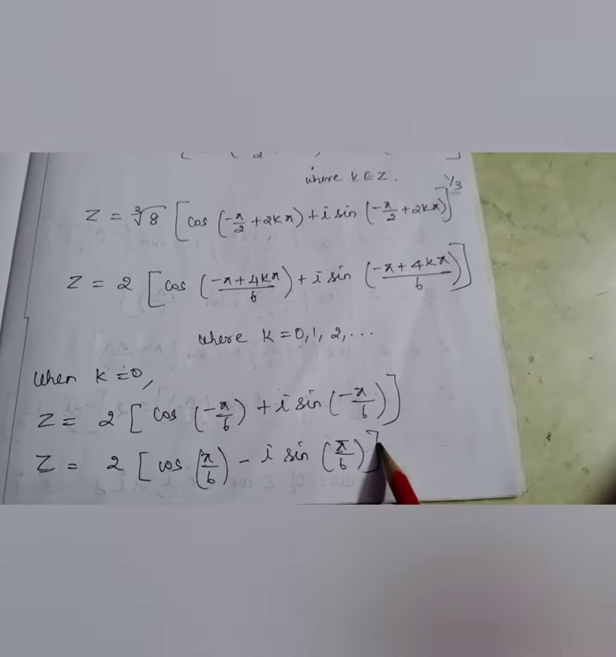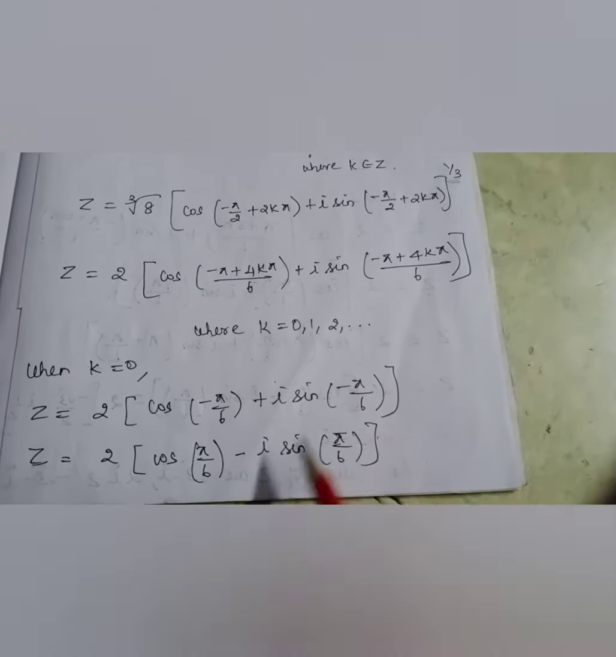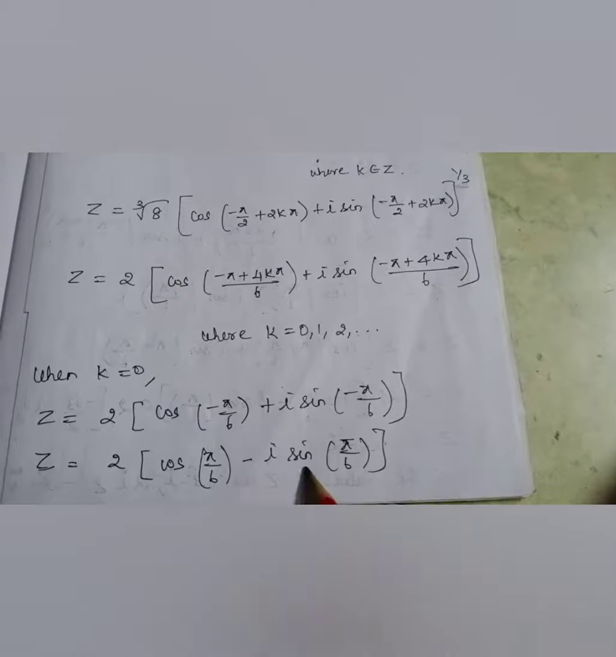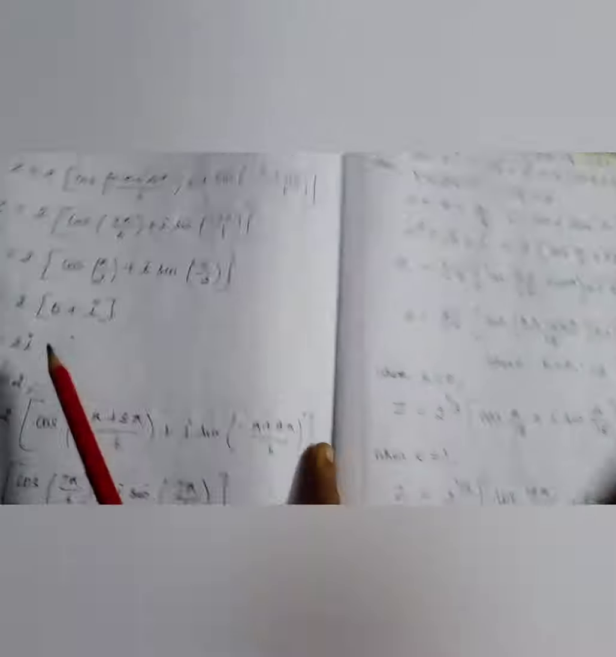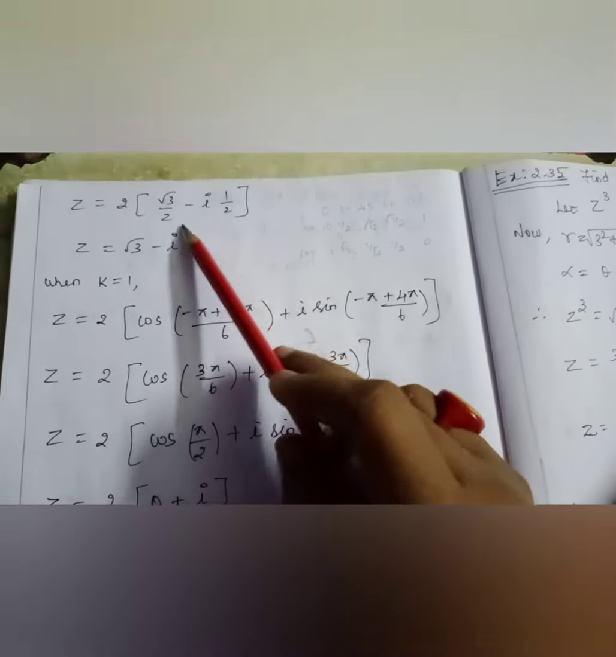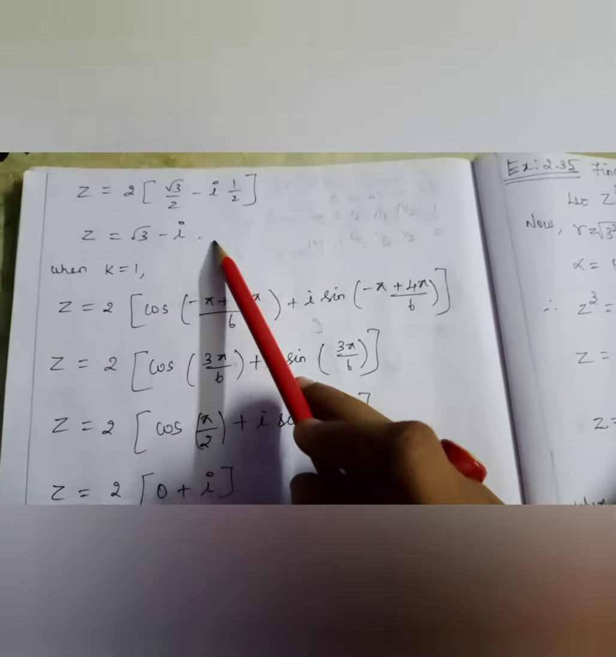Now what is cos of minus theta? It is cos theta. And what is sin of minus theta? It is minus sin theta. So we are getting z is equal to 2 cos pi by 6 minus i sin pi by 6. And what is pi by 6, children? It is 180 by 6, that is 30 degrees. So we are getting z is equal to 2 into root 3 by 2 minus i into 1 by 2. 2 and 2 get cancelled, so z is equal to root 3 minus i.